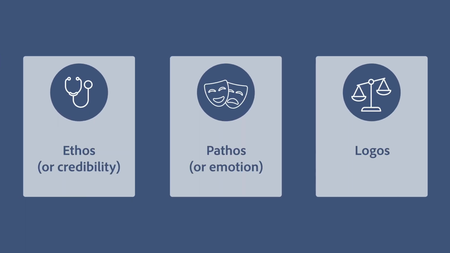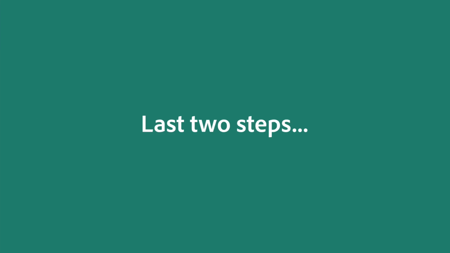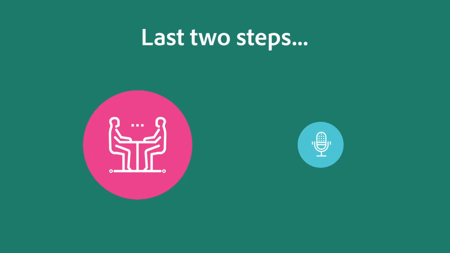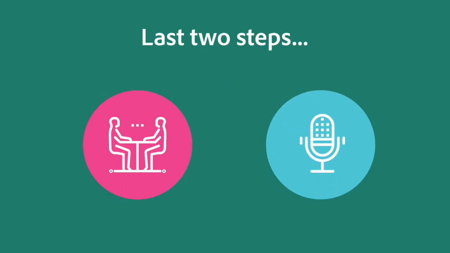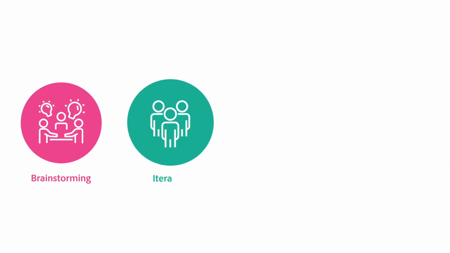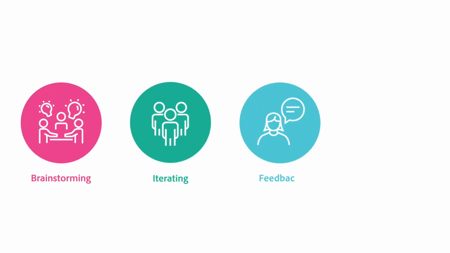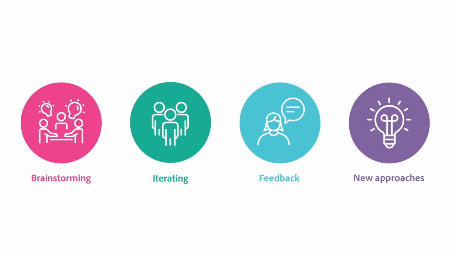Next, students carefully analyze the rhetorical moves that authors make in a podcast by drawing on learnings from the previous activity. In the last 2 steps, students prepare to create, script, and interview for their own podcast, building on what they've learned. By the end of the unit, students have developed the skills and components they need to create their own unique podcast, including brainstorming, iterating, giving and receiving feedback, and trying new approaches.